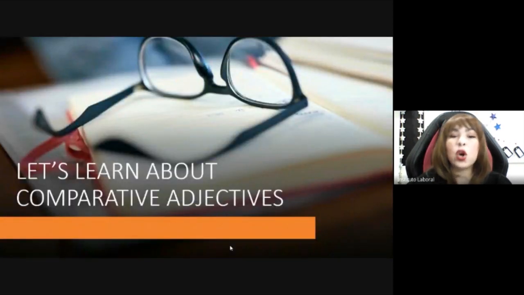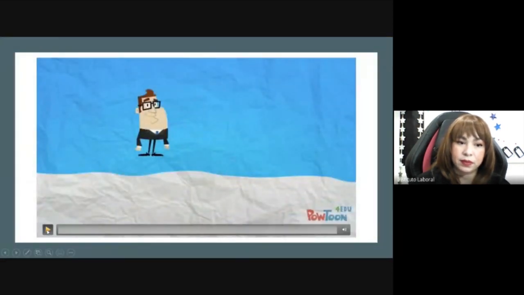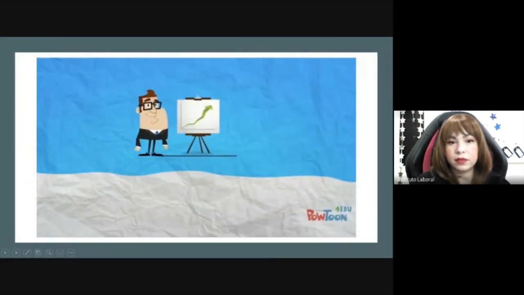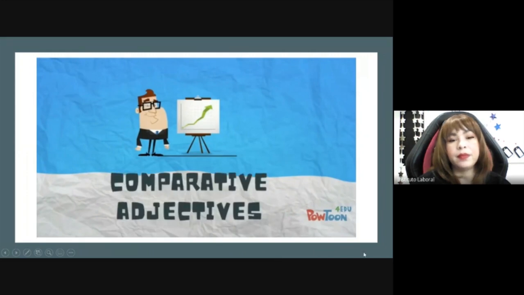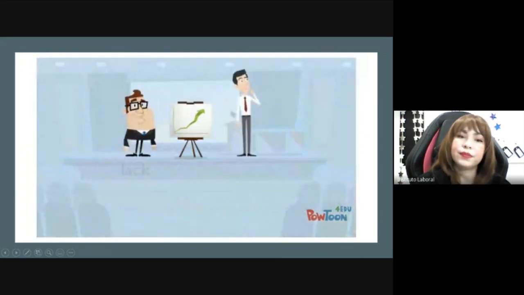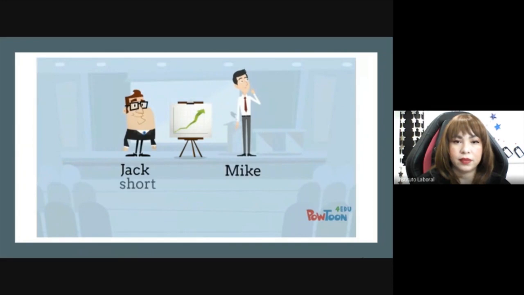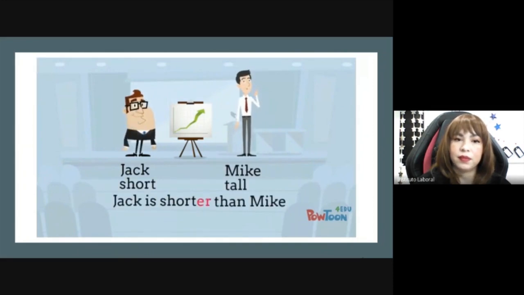Let's learn about comparative adjectives. This is about comparative adjectives in English. This is Jack, and this is Mike. Jack is short, and Mike is tall. Jack is shorter than Mike. Mike is taller than Jack.